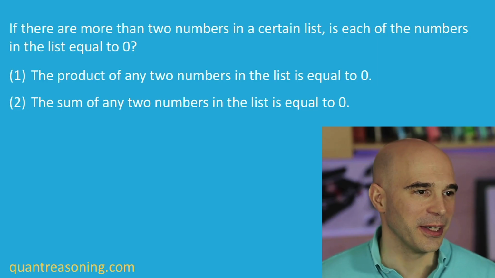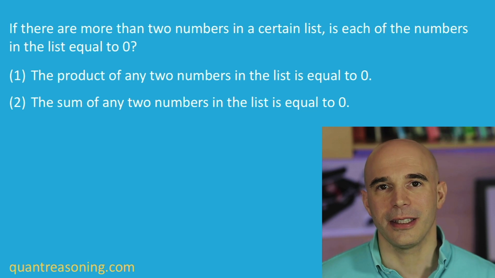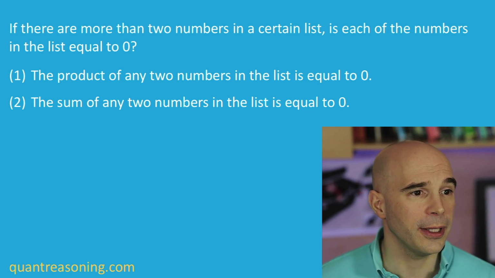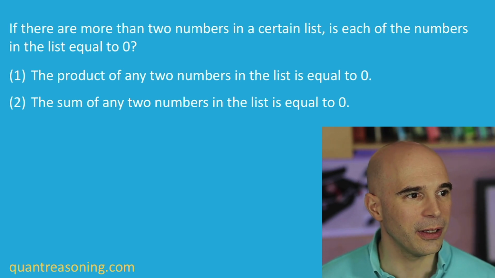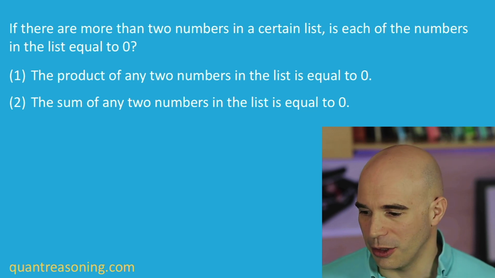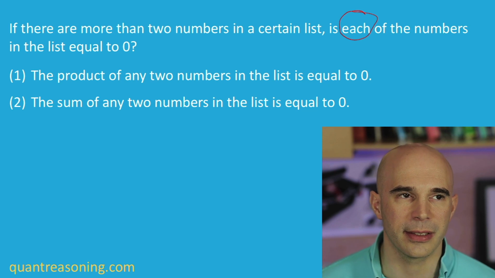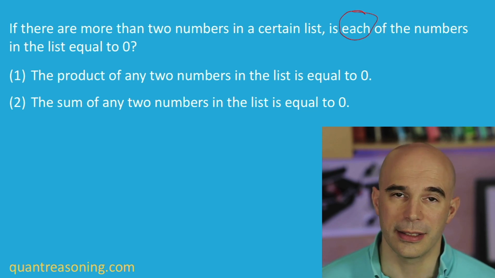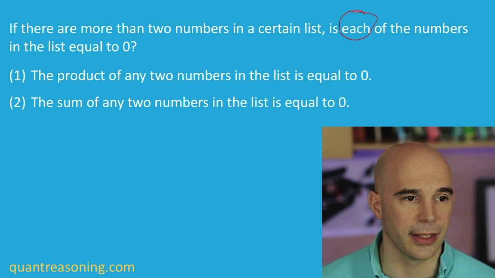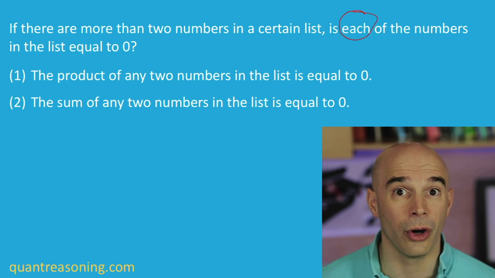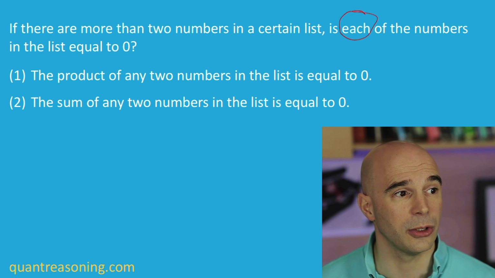Interesting question, this one, right? So they're asking, in a certain list that has more than 2 numbers, is each of the numbers in the list equal to 0? And I think that the word each is really interesting, right? What does that mean for each of the numbers to be 0? That means all of them are 0. That's an interesting choice of words there. Is each of the numbers in the list equal to 0, meaning are they all 0? It's a yes-no question.